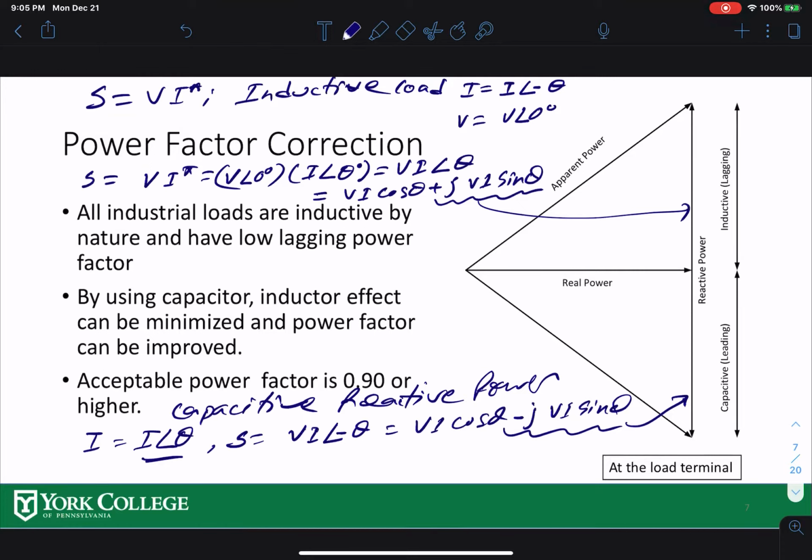What I'm talking about here, let me get a simple diagram. I'm looking at a load here. So this is the V, this is the current going into the load. I'm talking about the load and nothing else. So if it's an inductive load, your reactive power is positive. If it is a capacitive load, your reactive power is negative. That's what I'm talking about. All right.